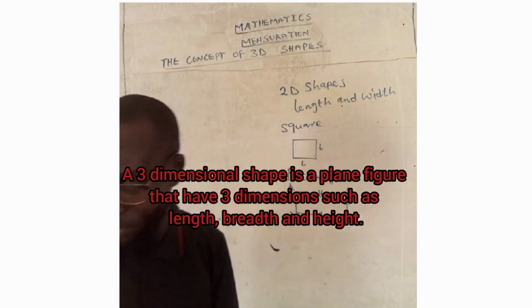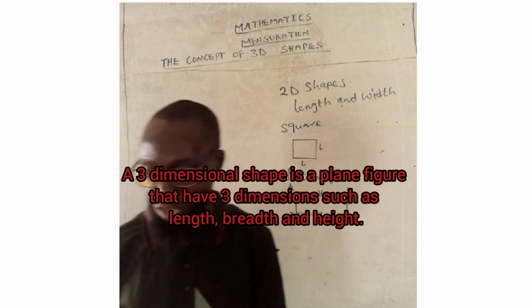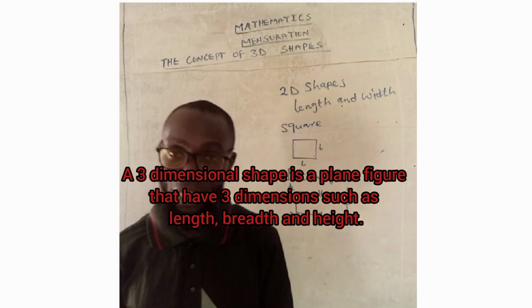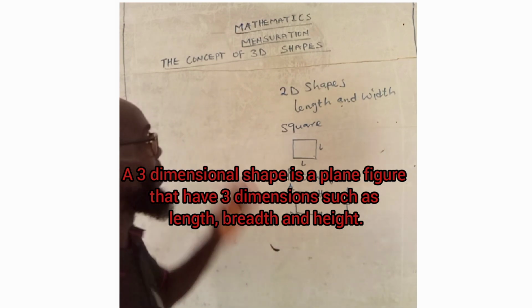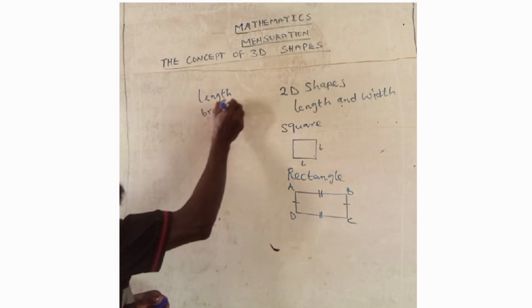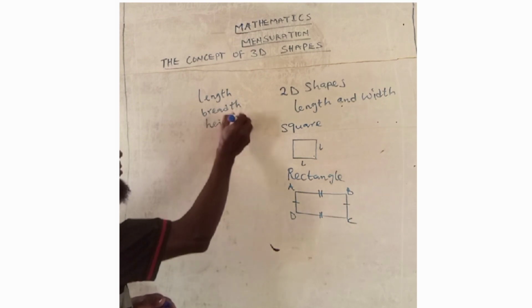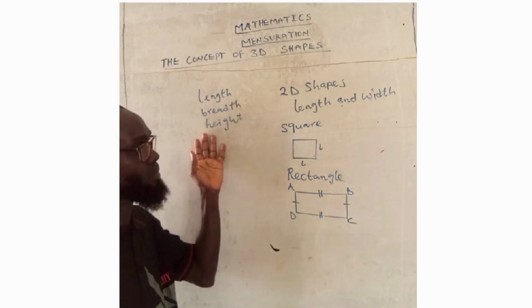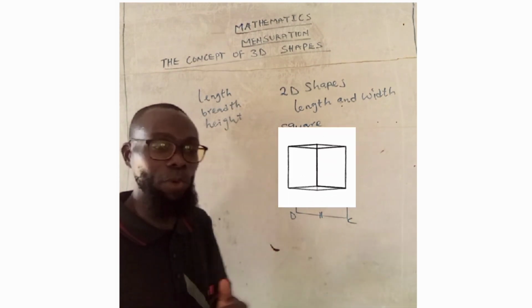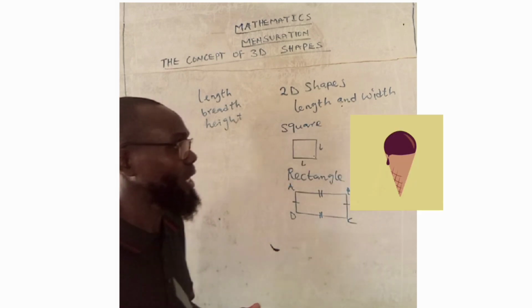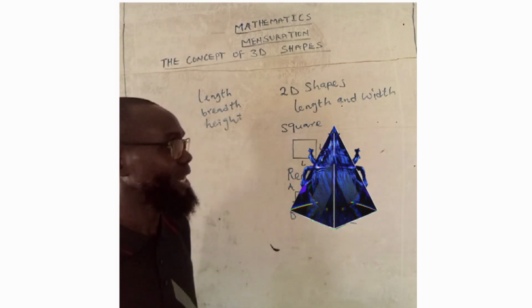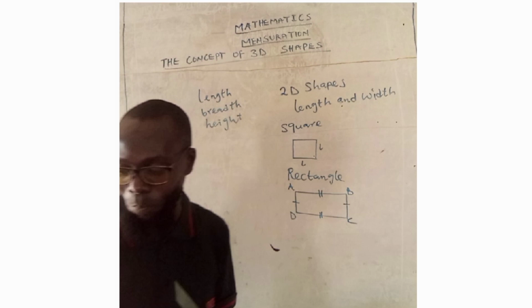Now, we can understand what we mean by three-dimensional shapes. A three-dimensional shape can be defined as a solid figure or an object that has three dimensions, such as length, breadth, and height. Examples of three-dimensional shapes are the cube, the cuboid, the cone, the cylinder, and the prism. The prism can either be a triangular prism or a rectangular prism.